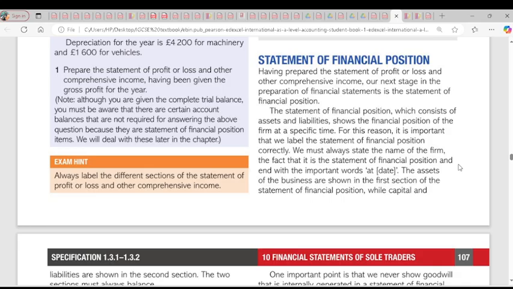Because the profit made there will be transferred, will be added to the capital in the statement of financial position. And one thing you need to understand about the statement of financial position is that the total assets must equal liabilities. So that's why we have the accounting equation, which says assets equals capital plus liabilities, which means capital is assets minus liabilities, and liabilities is assets minus capital. Clear? So that takes us forward.